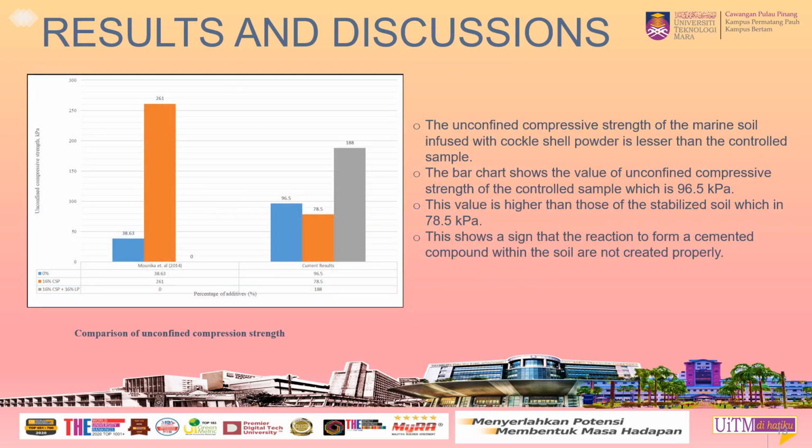The unconfined compressive strength of the marine soil infused with cockle shell powder is lesser than the control sample. The bar chart shows the value of unconfined compressive strength of the control sample, which is 96.5 kPa. This value is higher than that of the stabilized soil, which is 78.5 kPa. This shows a sign that the reaction to form a cemented compound within the soil was not created properly.